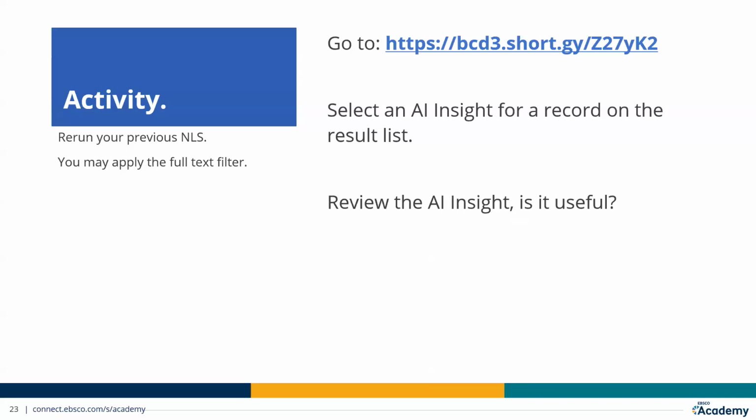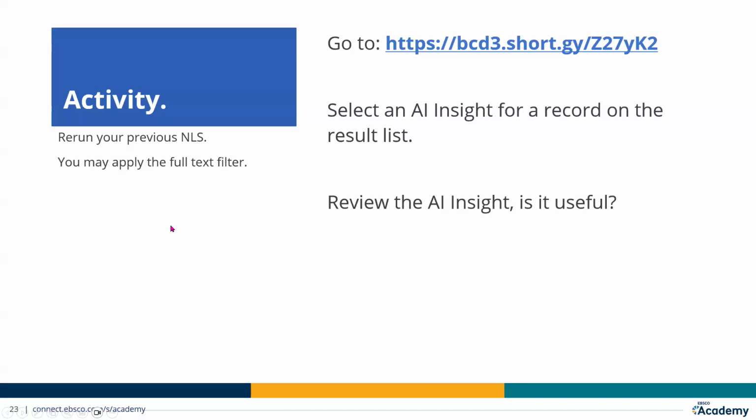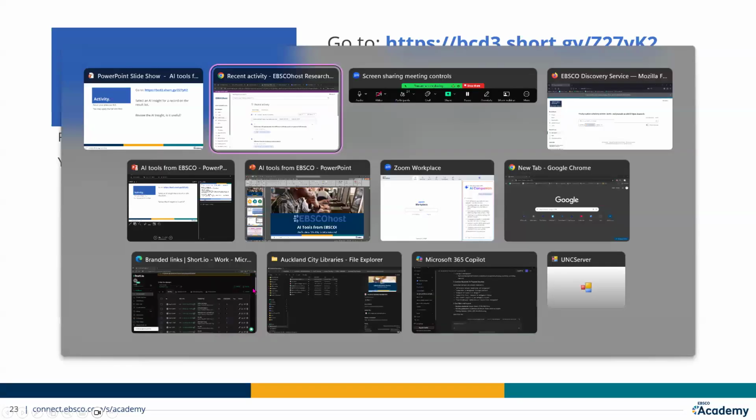So now we're going to have a look at AI Insights. Please do follow along with that same platform that we were using before. What I'll get you to do here is rerun your previous natural language search. You may at this point apply the full text filter if you need to, and we're going to select an AI Insight from the result list.